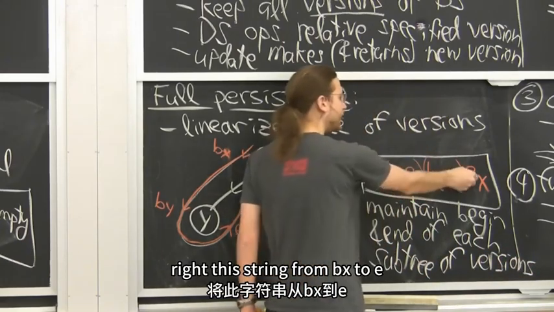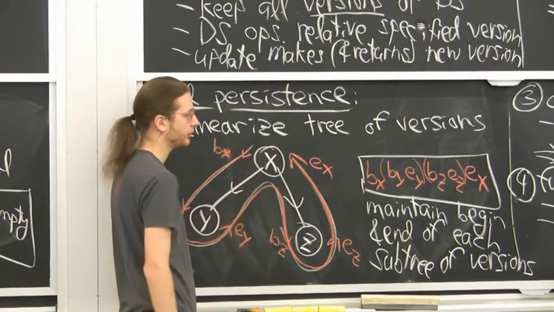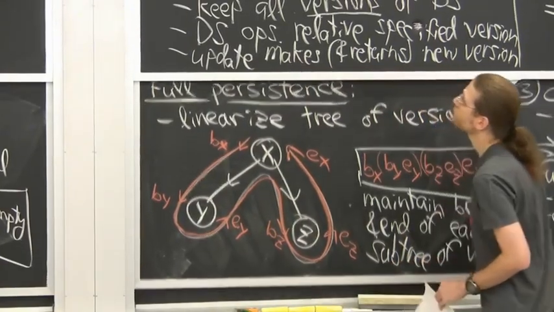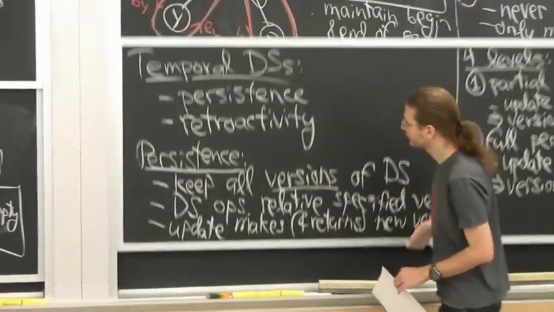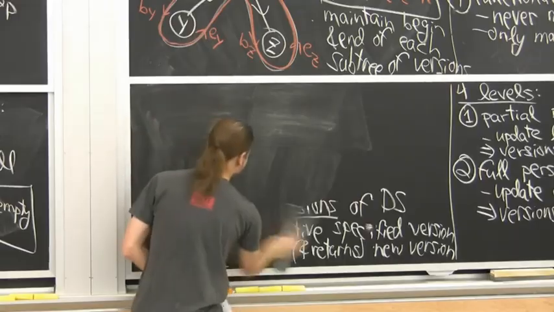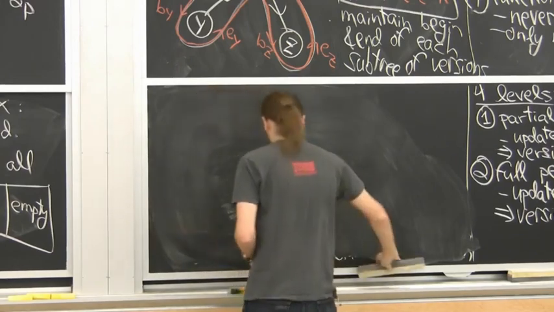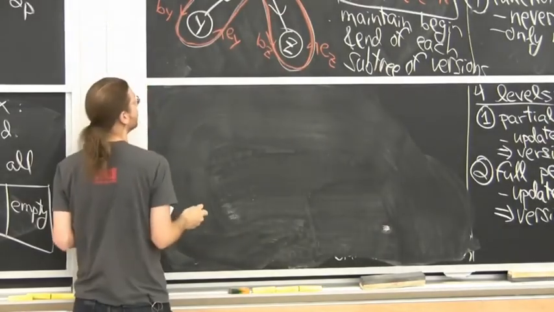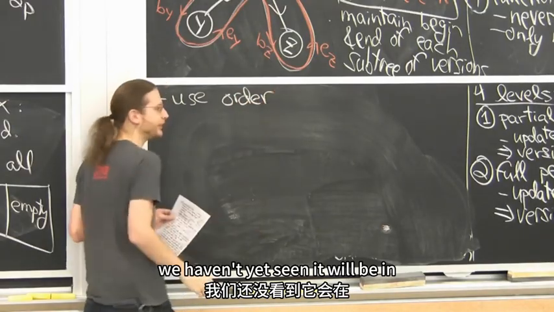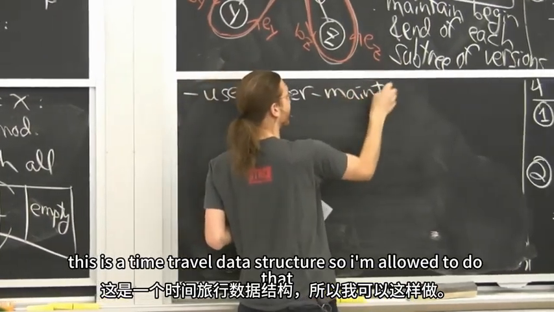Right, this string from bx to ex represents all of the stuff in x's subtree, in the rooted tree starting at x. How do I maintain that? Using a data structure. So we're going to use a data structure we haven't yet seen. It will be in lecture 8. This is a time travel data structure, so I'm allowed to do that.